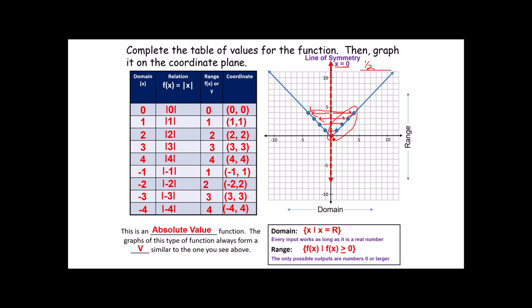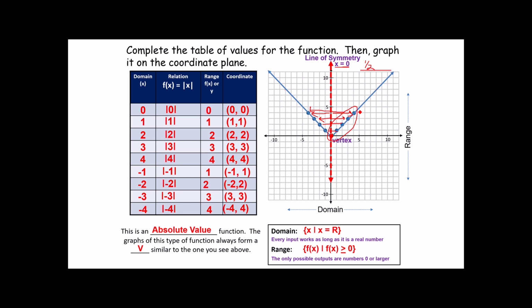One other key feature I want to make sure I mention is that this has a vertex. The vertex will always be on the line of symmetry, and it's where your graph changes its behavior. Notice that here to the left, it's coming down, down, down until it reaches the vertex, and at the vertex, it goes back up, up, up.